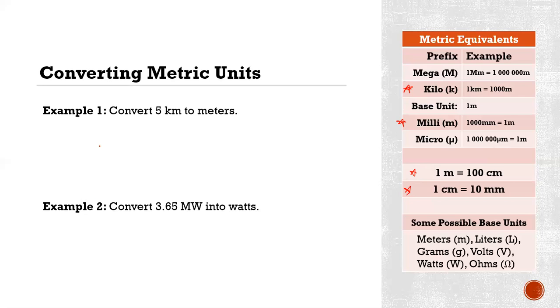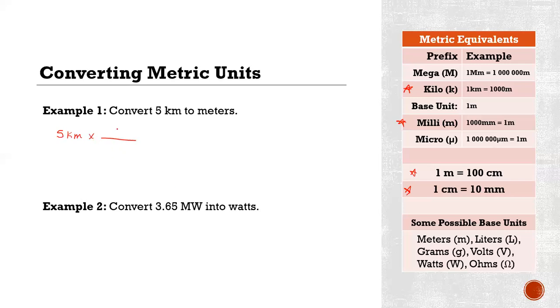So let's start with an example. We want to convert from 5 kilometers to meters. Now there's a couple ways to do this. I'm going to use the unity fraction again. So we're going to multiply by a fraction that's equal to 1.